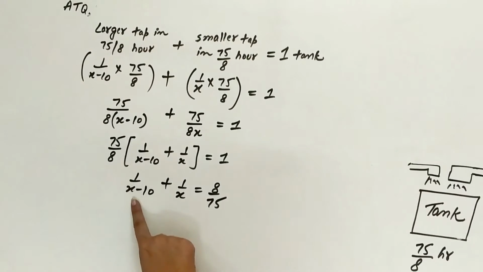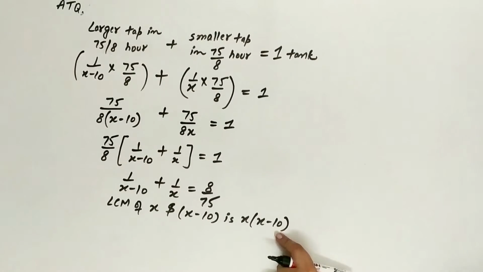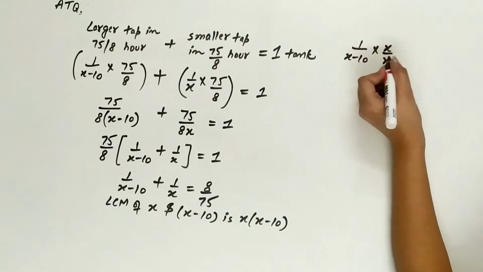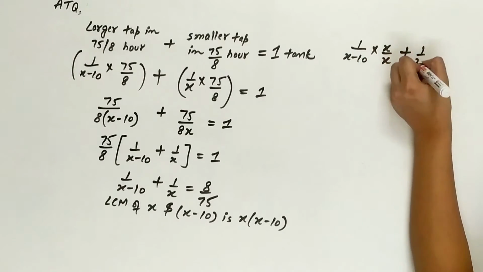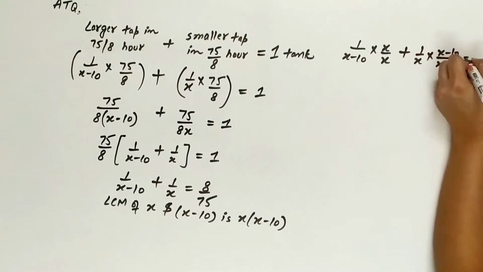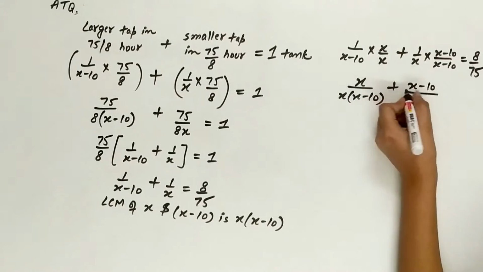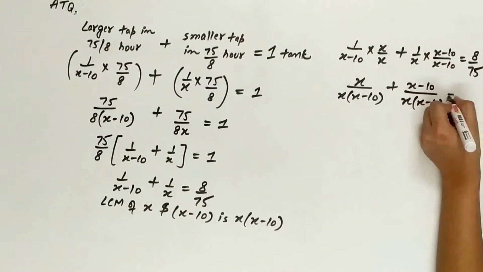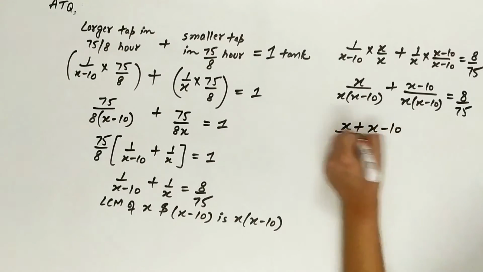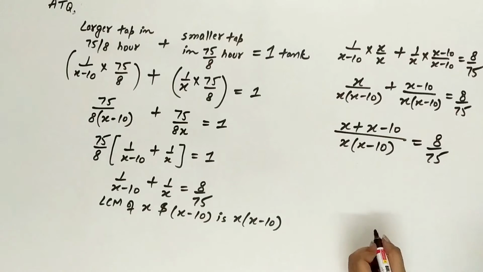Now take the LCM of x minus 10 and x. The LCM of x and x minus 10 is x multiplied by x minus 10. So multiply and divide 1 by x minus 10 by x, and similarly multiply and divide 1 by x by x minus 10. So x plus x minus 10 divided by x multiplied by x minus 10 is equal to 8 by 75.